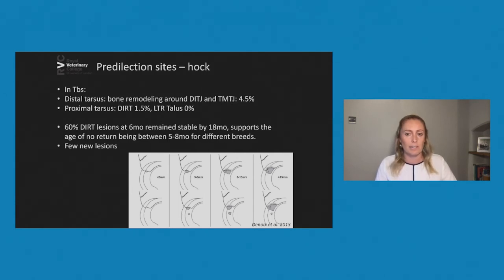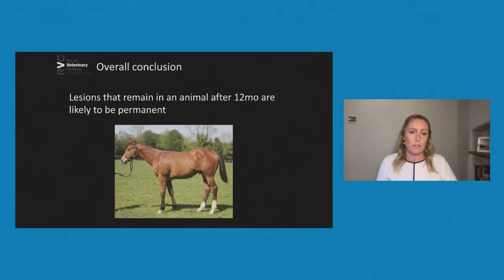When looking specifically at DIRT lesions, 60% of those seen at 6 months remain stable, which supports the threshold age for no return between 5 and 8 months. So overall, from this data, lesions that remain in an animal after about 12 months are more likely to be permanent.